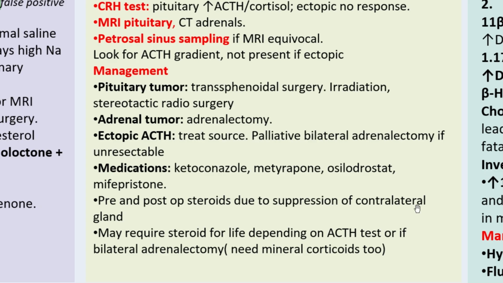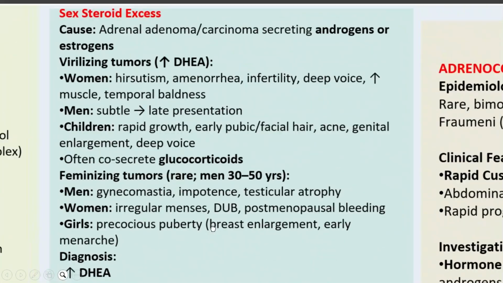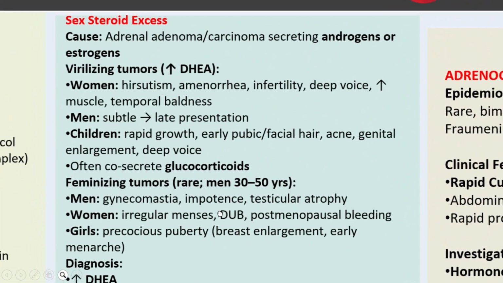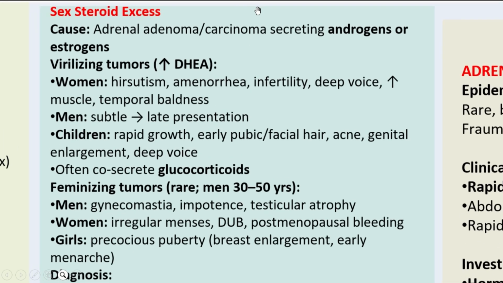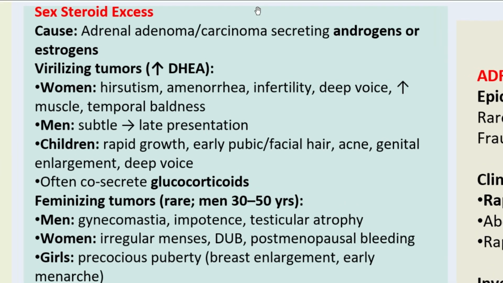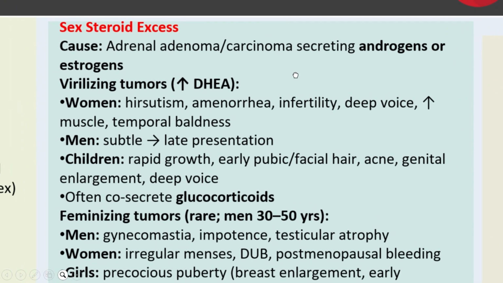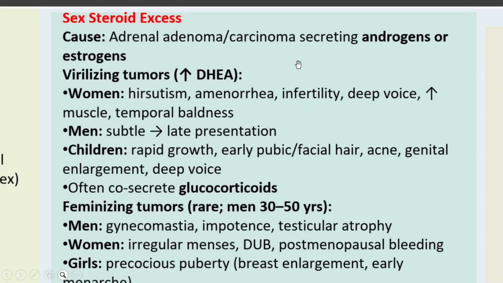fludrocortisone. Then we have the sex steroid excess, and this one is when we have the production of these sex steroids from the adrenal. Most of the time it can be estrogen, it can be androgen. So if it is a virilizing tumor, that is, if the tumor is leading to production of the androgens, that is dehydroepiandrosterone, we're going to mostly see this in women easily. In men, it may be subtle and may have a late presentation. So in women, you may see things like hirsutism, amenorrhea, infertility, a deepening of the voice, increased muscle mass, and temporal baldness.